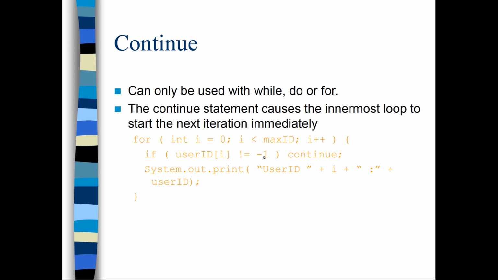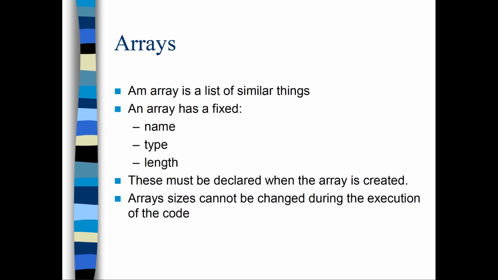If it is false, then this won't be executed, and your System.out.print will be executed. So if this evaluates to false, this statement is executed, System.out.print user id, whatever it is. And if it evaluates to true, the loop continues until the condition is met. So that is the simple application of the continue statement.